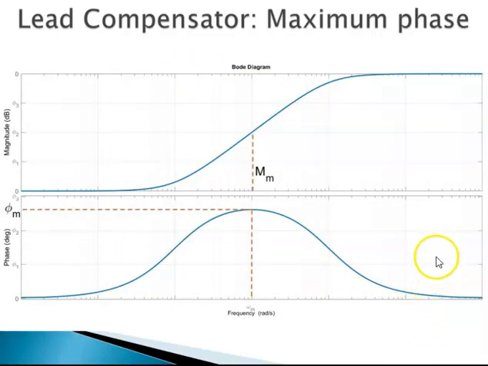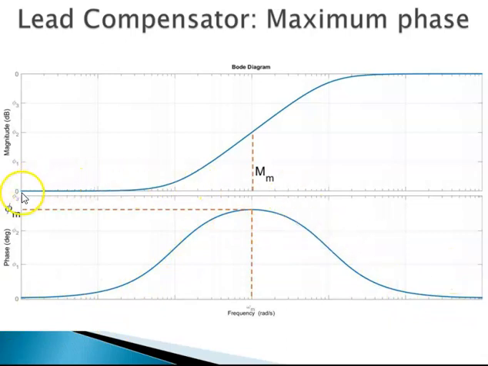The Bode plot here shows the characteristics of the lead compensator. If you see the phase curve, there is a frequency where the phase is maximum, and we denote this frequency by omega m. It is not quite visible, but it is omega subscript m. At omega equal to omega m, the phase contribution of the lead network is maximum, phi m. At all the other places it is less than the maximum.